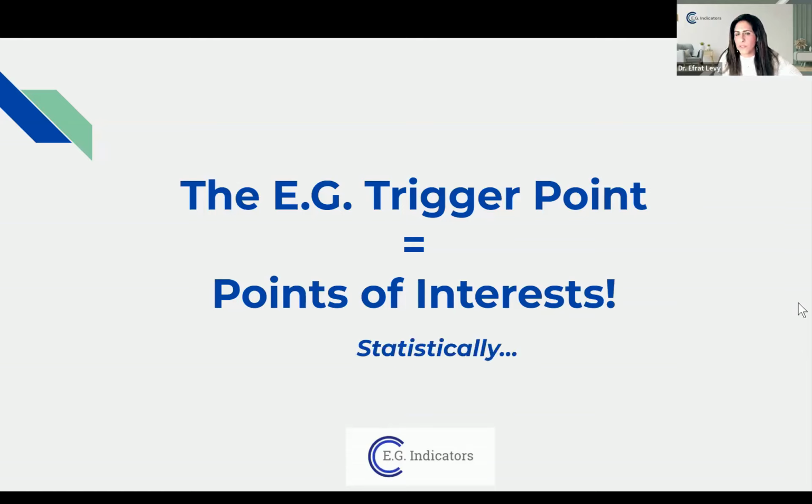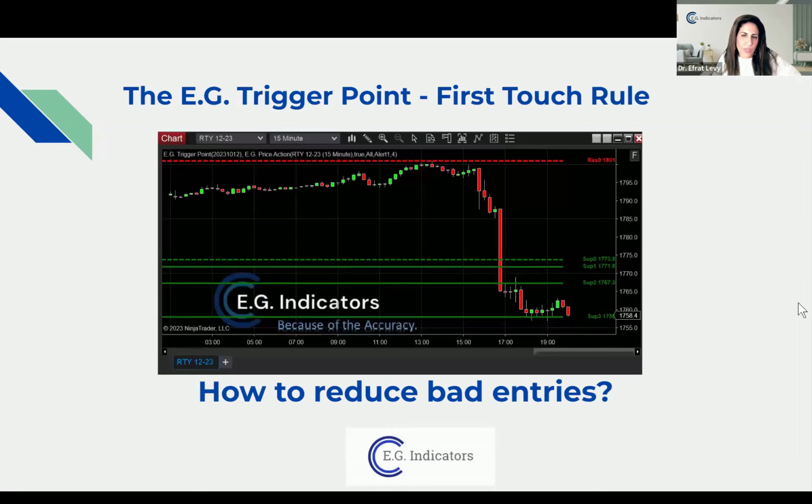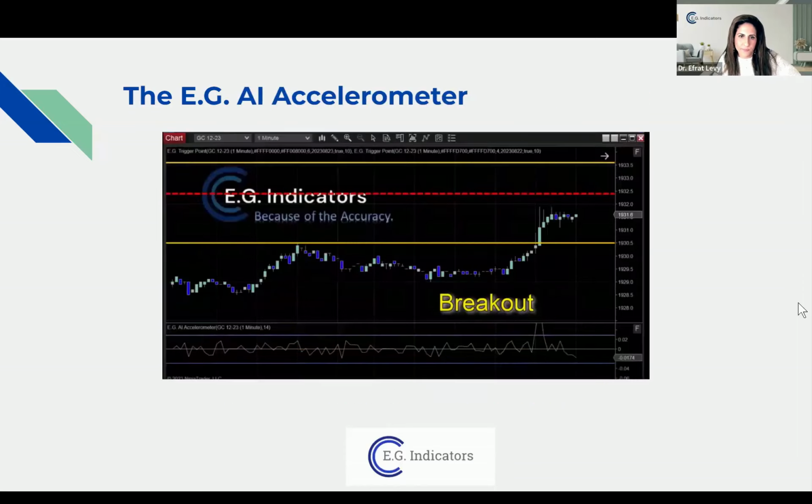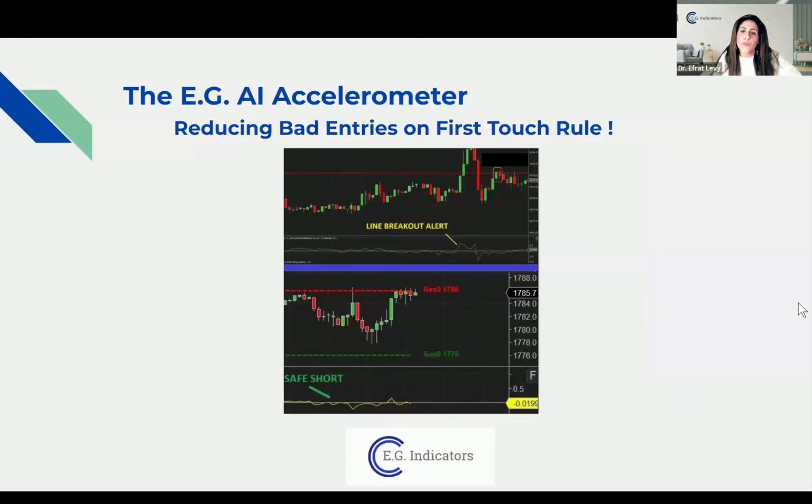So how can we reduce bad entries while considering reversal strategies? This brings me to the market accelerometer that we developed specifically to help detect possible line breakouts. How? It reveals the driving force behind the price movement of an asset. It measures the mathematical derivative, the change of the asset's volatility, and can be helpful for reducing bad entries on the first touch rule in real time, as we spoke earlier, the reversal trade.